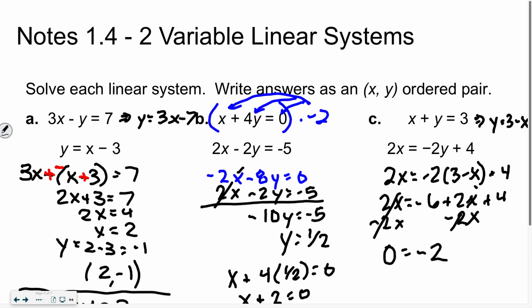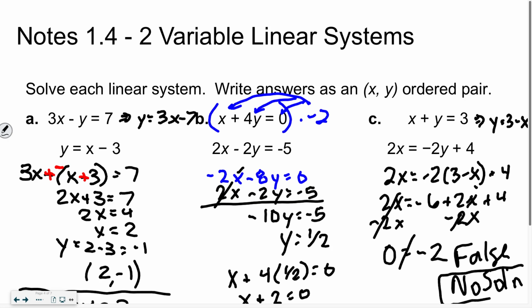How do you feel about the statement 0 equals negative 2? I don't like it. We don't like it. It doesn't make sense, right? It's really saying 0 is not equal to 2, which is false, and it means you have no solution. What kind of lines must you have if you have no solution? Two lines that are parallel, they're never crossing. They don't share any points in common.